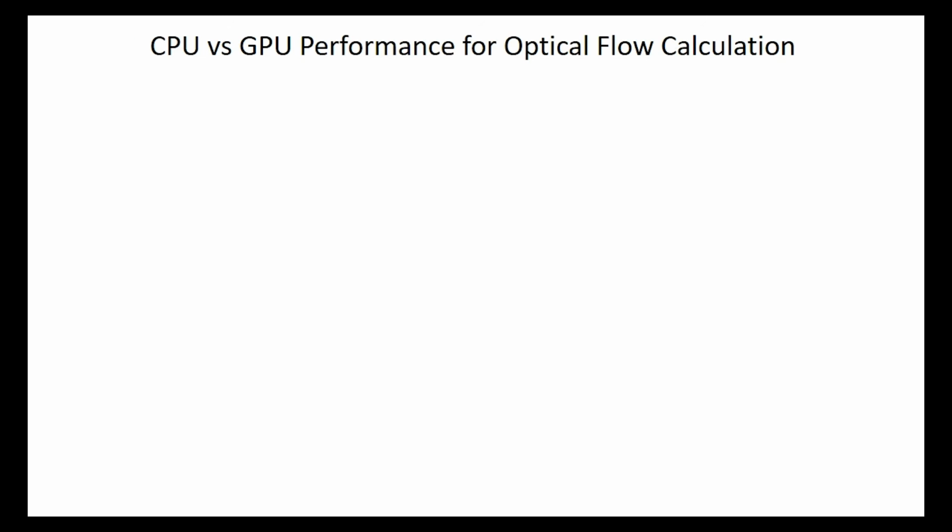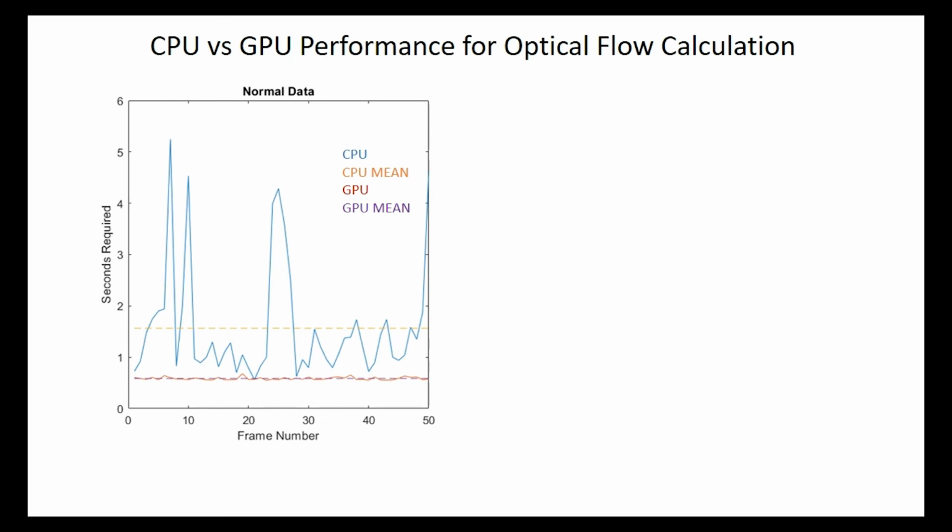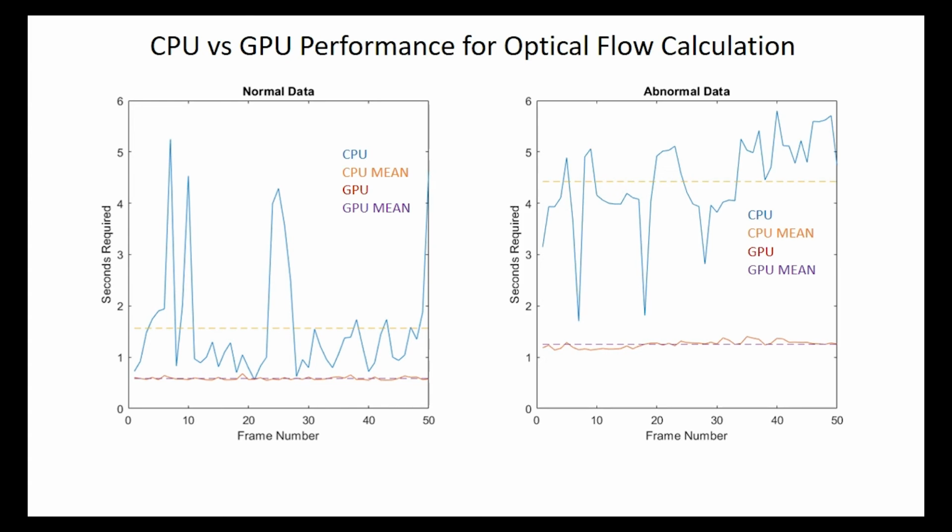The most time-consuming process in our solution is to calculate optical flow. We have boosted the speed of this process using GPU. For normal data, the time required to calculate optical flow using GPU is 2 to 3 times less than that of CPU. A similar case is found for abnormal data. However, either CPU or GPU, the time required for abnormal data is always higher.